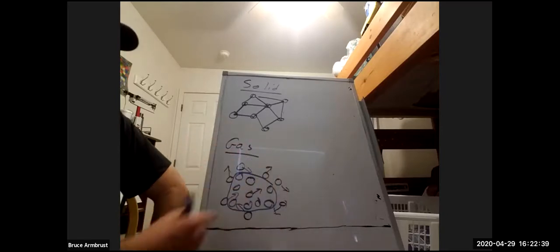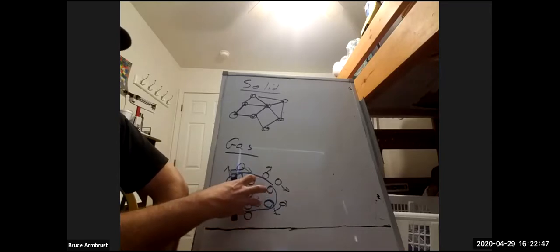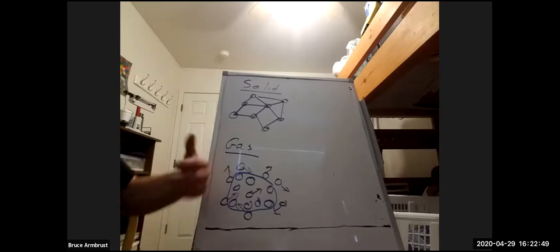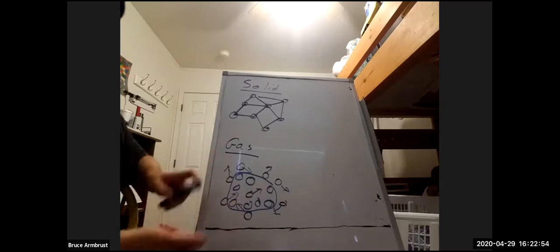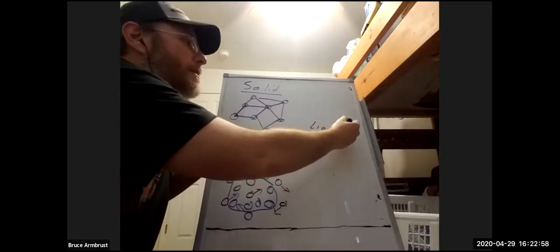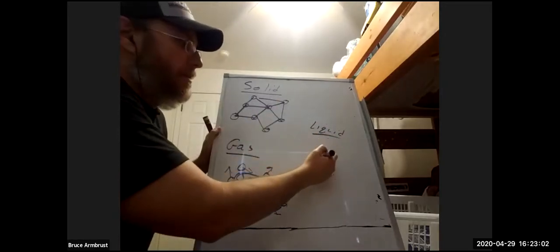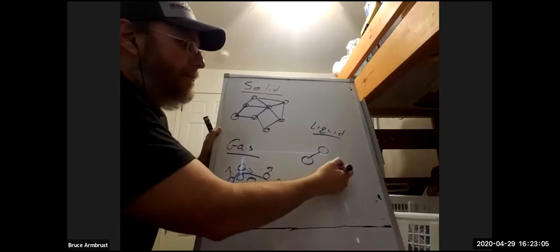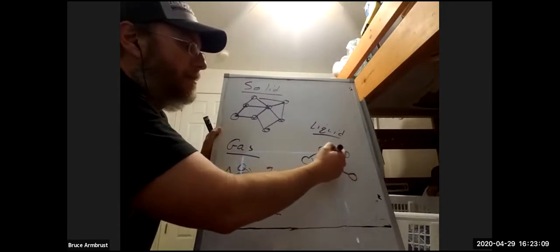Eventually they get so close that it's hard for us to compress anymore because we're running out of space. Well, that would continue if we kept pressing. So then liquids are kind of in the middle, right? With liquids, there is bonding going on, but those bonds are kind of loose and far apart, and they're not necessarily all bound to each other, right?